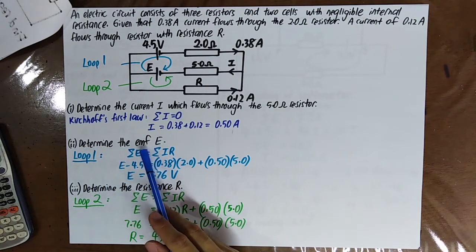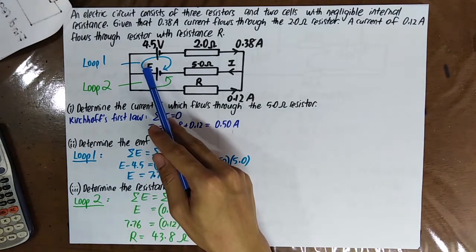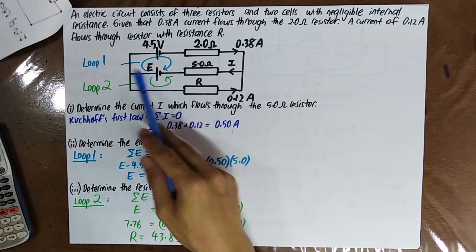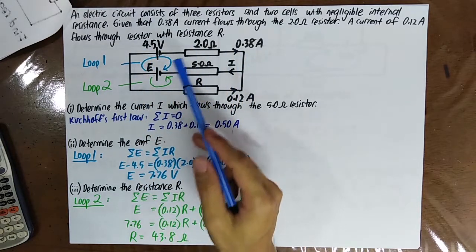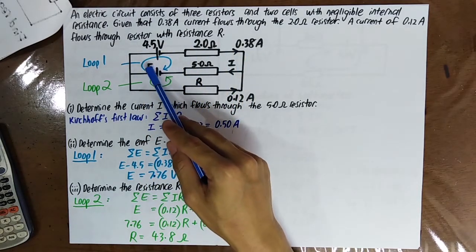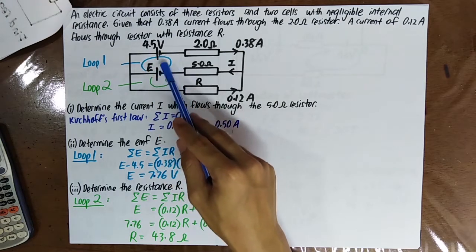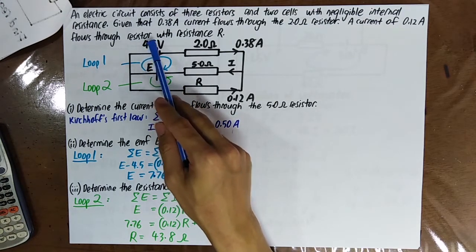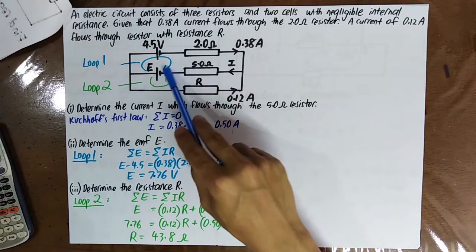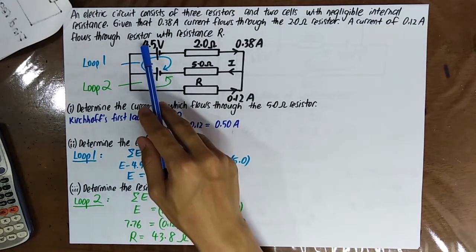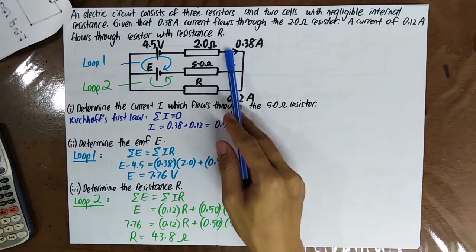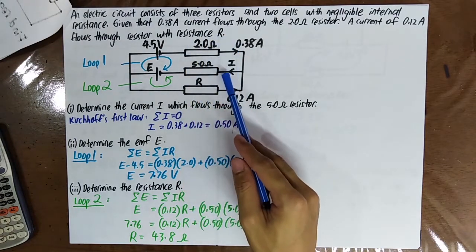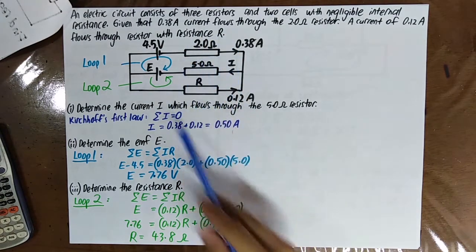Please find the EMF E. Okay, by using loop 1, which is here, and then you draw a direction here. That means that you assume the EMF is greater than 4.5. Therefore, you draw the direction to be here. Okay, E minus 4.5 equal to 0.38 times 2 plus 0.5 times 5.